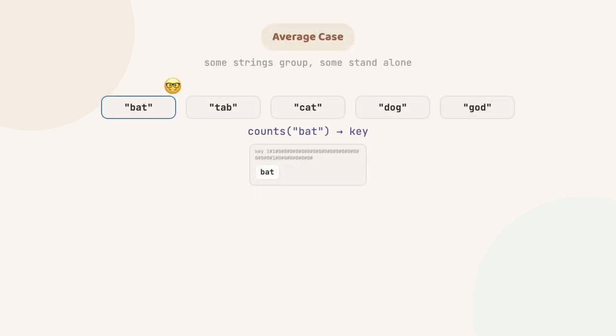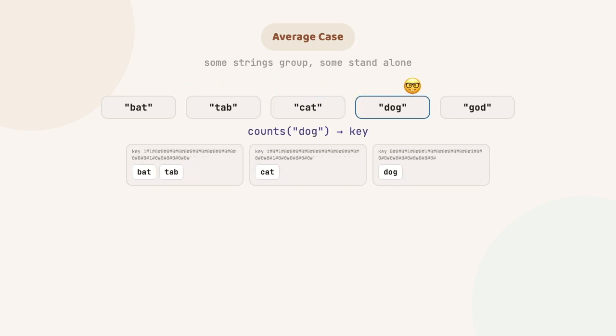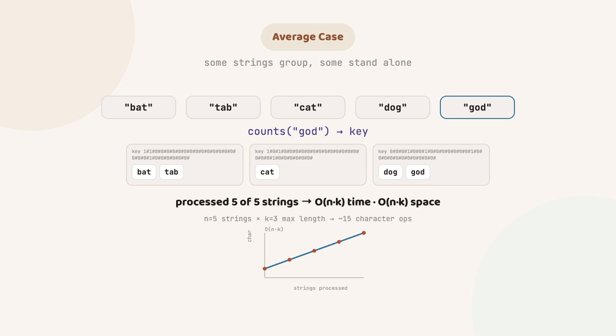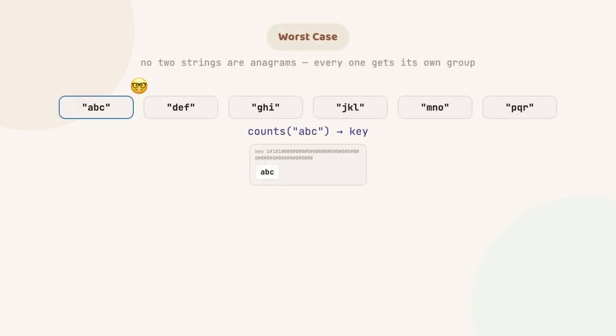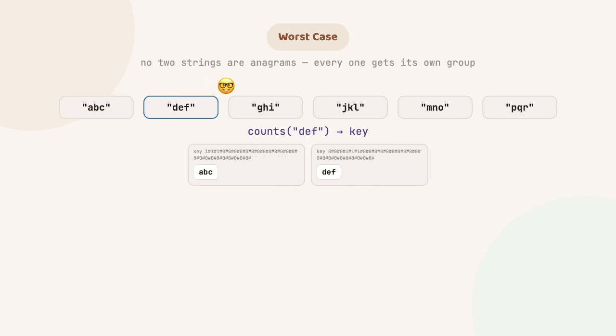For the average case, some strings group together and some stand alone, a mixture of both. For example, "bat" and "tab" form one group, while "cat", "dog" and "got" fall into separate groups. So to make this clearer, "bat" and "tab" are in one group, "cat" is in its own group, and "dog" and "got" are in another group. How many strings have we processed? We have processed n equal to 5 strings, with a max length k equals 3. The time complexity is still O of n times k, where both n and k vary depending on the input.